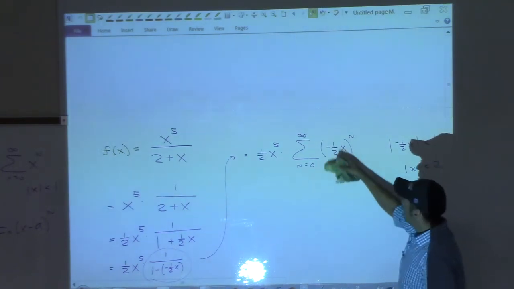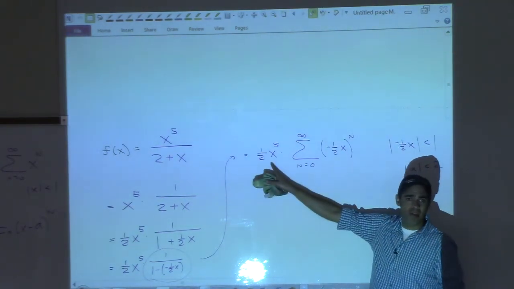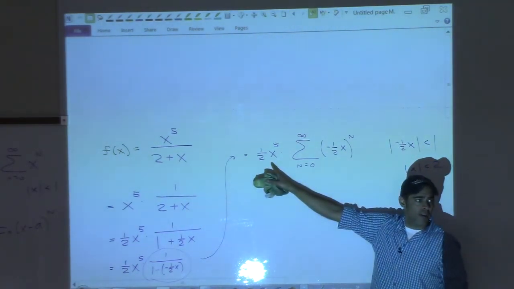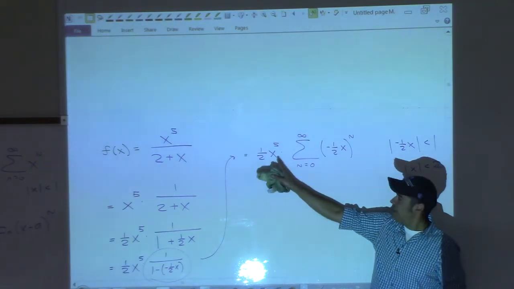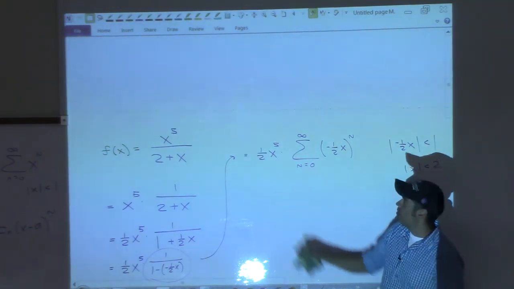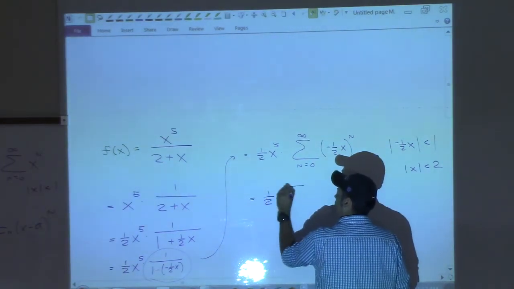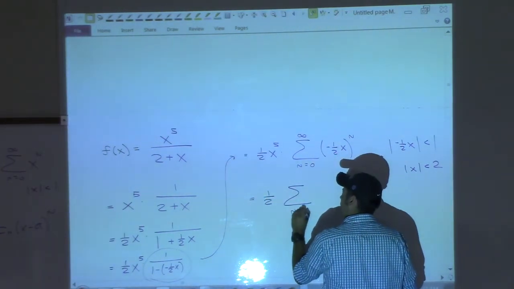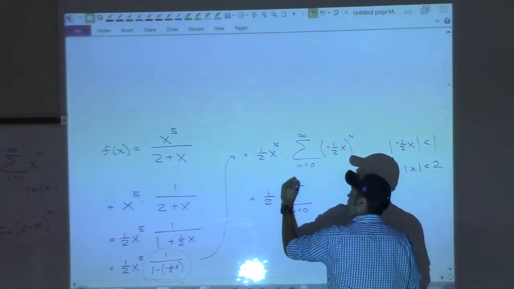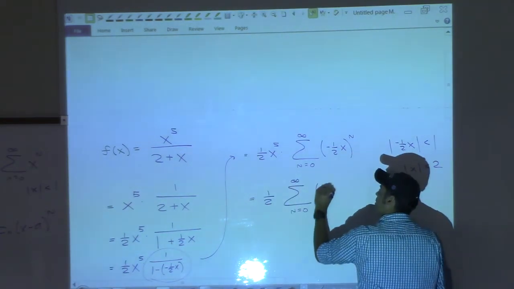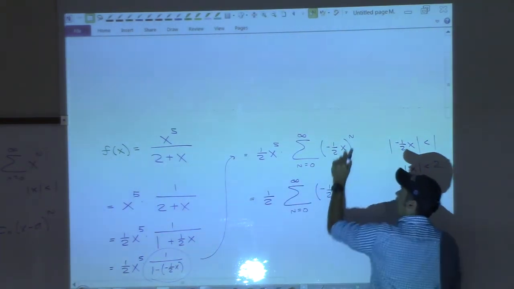Yeah, so I'm going to split this, but then I also need to deal with this. Now before that was just a constant, right? But this has x's in it. So watch what I do here. I'll leave the constant on the outside, but I'm going to push the x to the 5th to the inside. Just bear with me for a moment. I'm going to split this up.